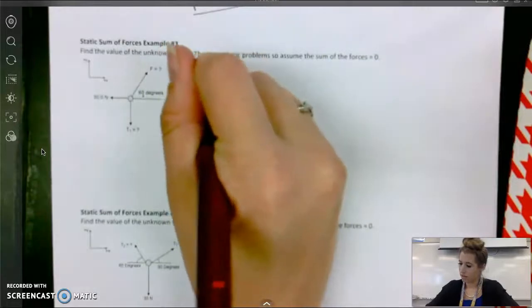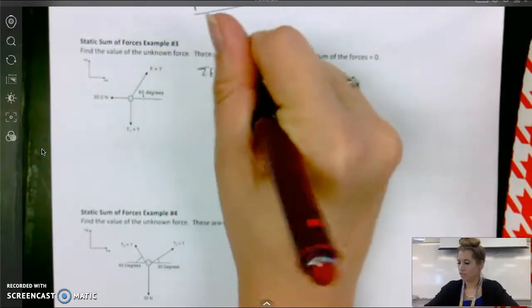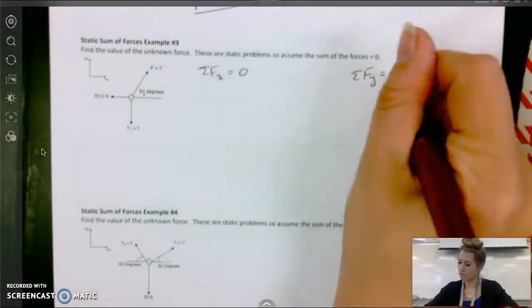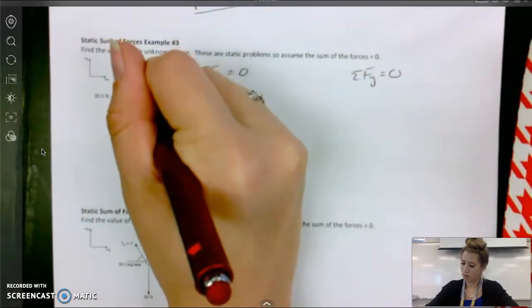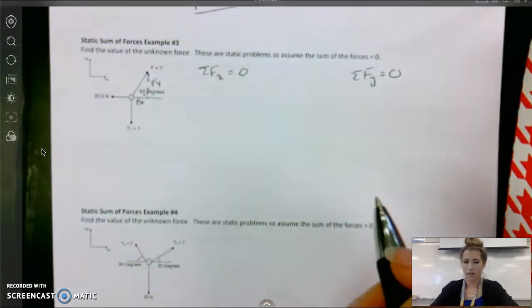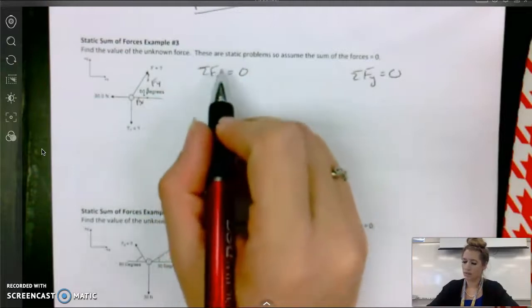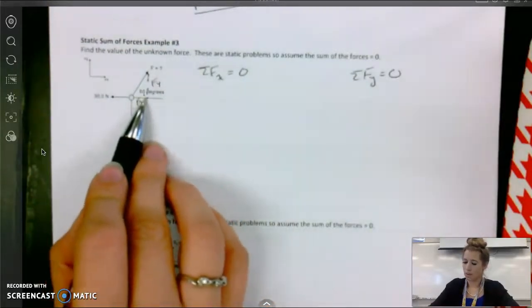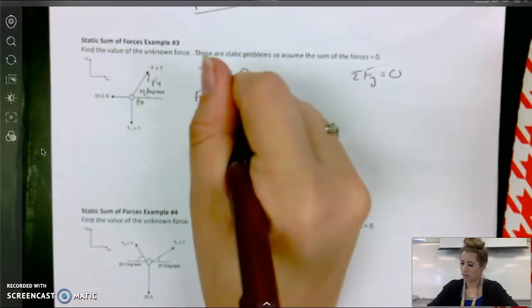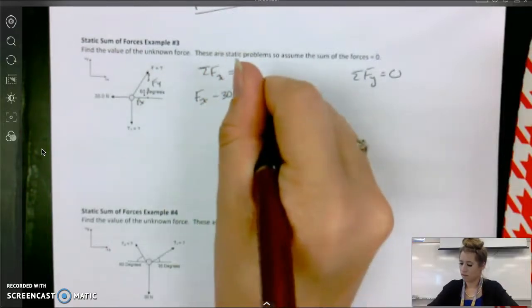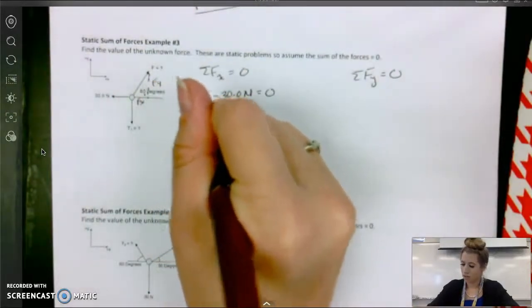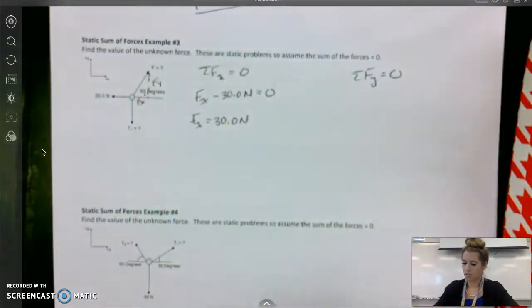All right, so let's look at the sum of the forces in the x direction and the sum of the forces in the y direction. Okay. Now remember, this F can be broken up because it's on an angle. So we can break that up into F in the y and F in the x, right? And so in the x direction, my forces are F sub x, positive, minus this 30 newtons. And those are the only forces in the x direction. So F sub x is going to equal 30 newtons.